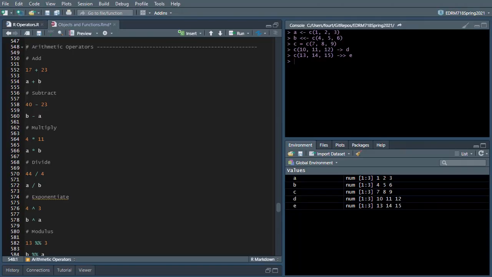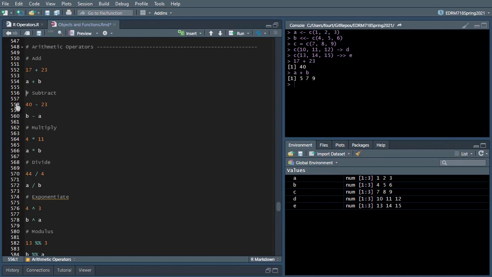Now let's look at the arithmetic operators. We add using the operator, the plus sign. So 17 plus 23 has been added to 40. Now what if we took two vectors like A and B that have 1, 2, 3, and 4, 5, 6 and added them together? What will happen is that each of the corresponding elements will be added. So the 1 is added to the 4, the 2 to the 5, the 3 to the 6, to give us a new vector, 5, 7, 9.